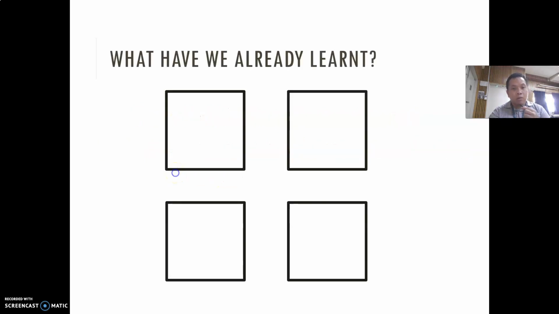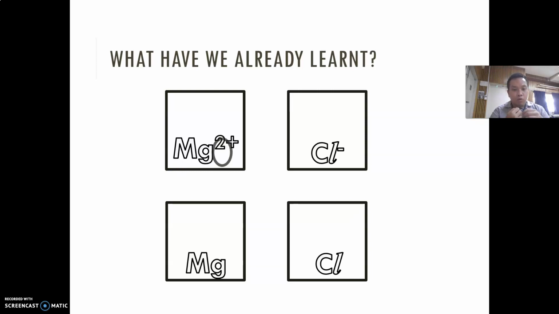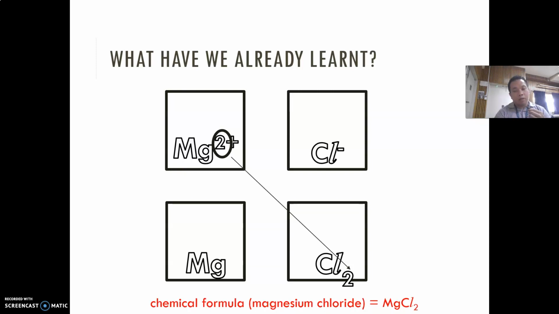Okay, so it's actually not new to us. Before the WA, we have already learned how to write ionic chemical formulas using the 4-box method. For example, magnesium chloride: we start with the magnesium ion, Mg2+, and Cl-, and we bring the 2 from Mg2+ down to Cl. There's nothing to bring down from Cl-, so the chemical formula for magnesium chloride is MgCl2.